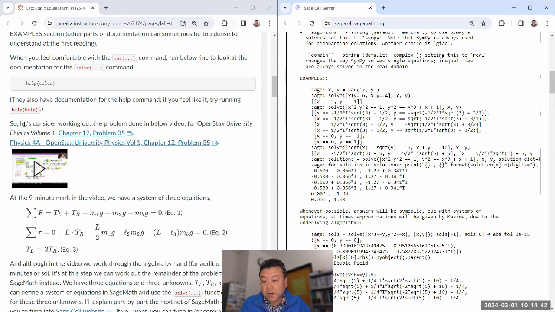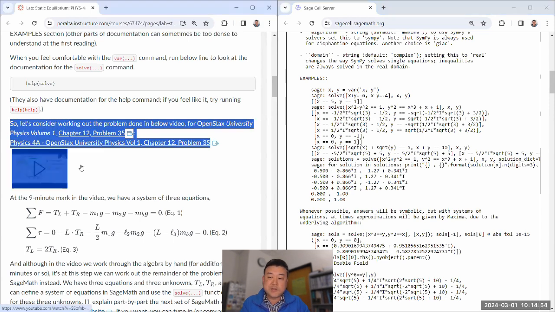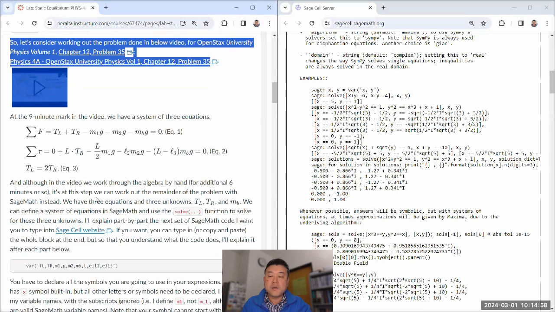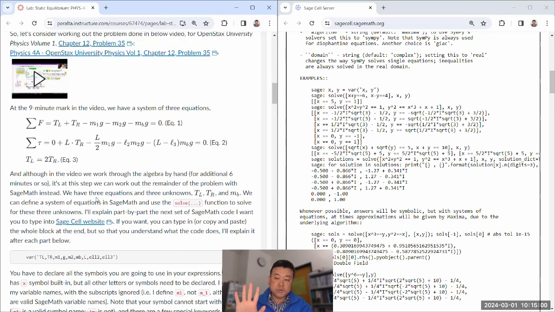So let's consider working out the problem done in the below video for OpenStax University Physics Volume 1, Chapter 12, Problem 35. For our purposes, whatever the physics context is doesn't matter. That's part 1 of working through a physics problem. We are just skipping to part 2, where we have the system of equations, and we are just solving for it.